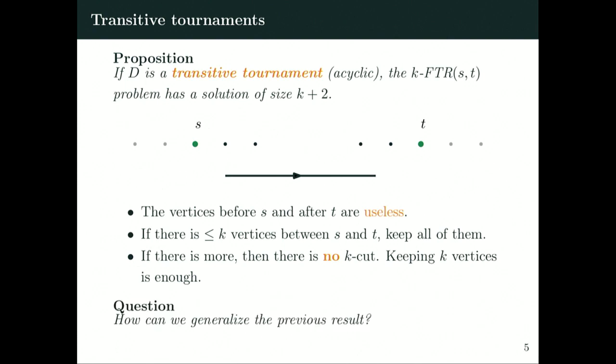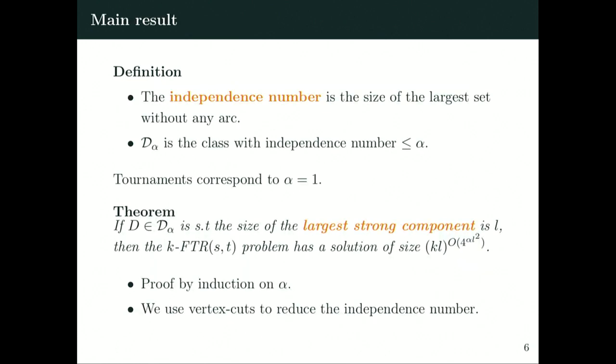This is a proposition. Okay, so how do we generalize this? Well, first we need to generalize tournaments. Probably the most natural way of generalizing tournaments is to look at the independence number of the digraph, where the independence number is just the size of the largest set without any arcs. D alpha will denote the class of digraphs with independence number smaller than alpha. This is a generalization of tournaments because tournaments is just the case alpha is equal to 1.